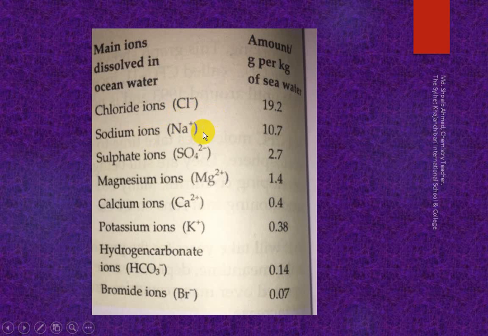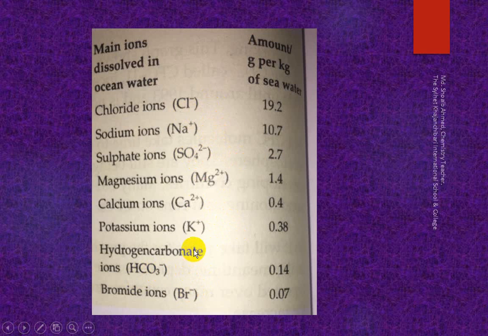Okay, the chloride ions are negative ions. Chloride ion, positive sodium ion, sulfate radicals 2.7, magnesium ion. This is the cation, positive charge. Positive ions are sodium, magnesium, calcium, potassium. Negative ions are chloride ions, sulfate ions, hydrogen bicarbonate ions, bromide ions.